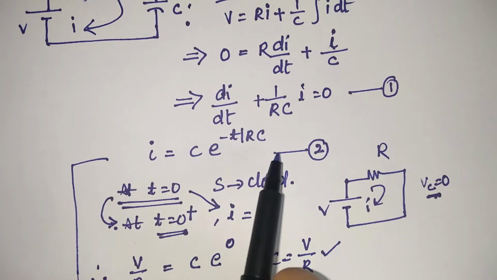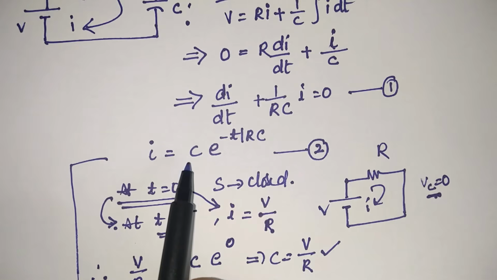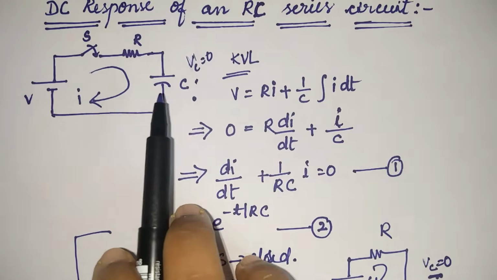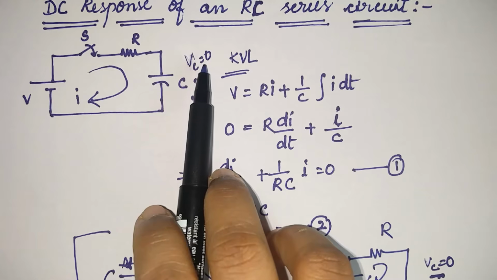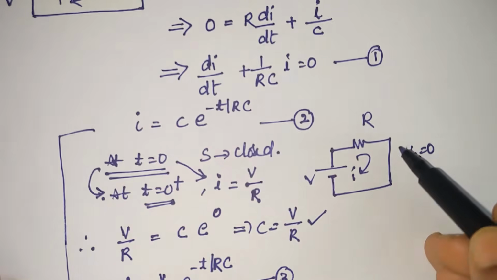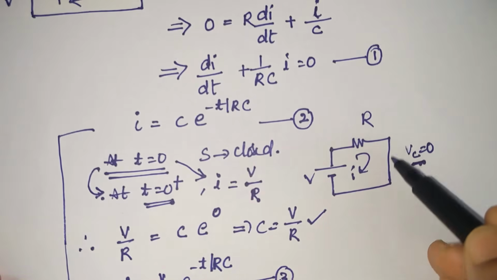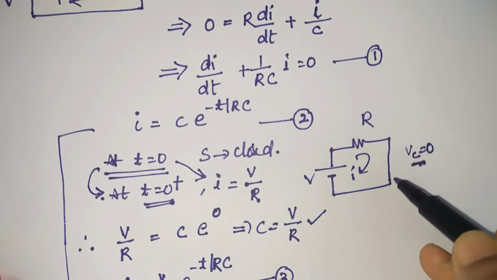This is not the complete solution. We need to find the expression for C. The value of C can be found with the help of initial conditions. As I said, initially the capacitor was uncharged, so the voltage across the capacitor is equal to 0. That means it is behaving like a short circuit at t equal to 0 minus. At t equal to 0 also, it will behave in the same way because a capacitor does not allow sudden changes in voltage. The same thing can be observed at t equal to 0 plus also.